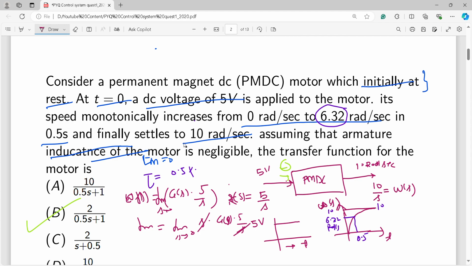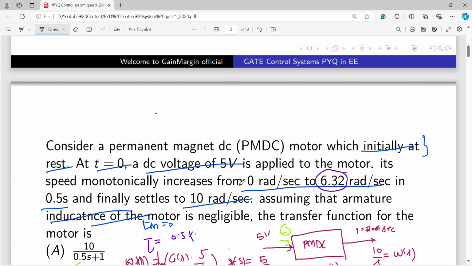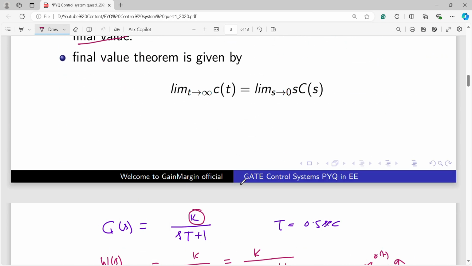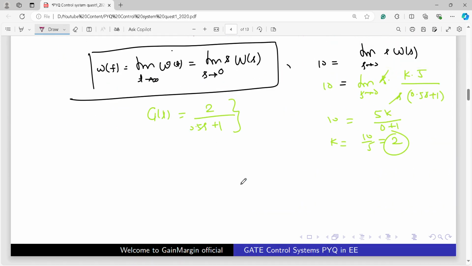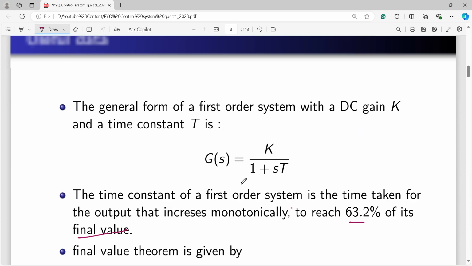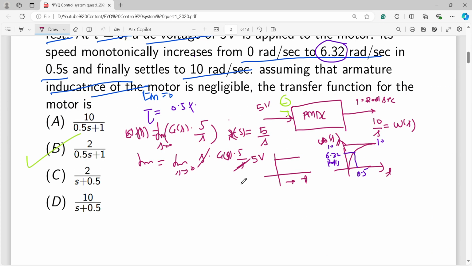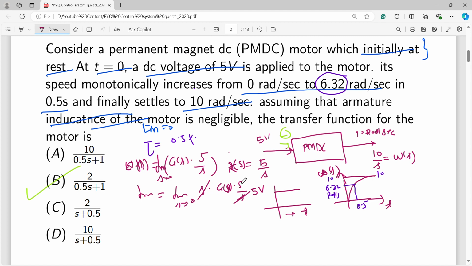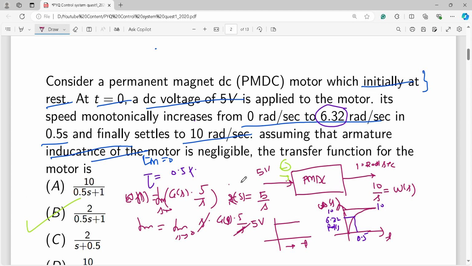Okay, so that's all for this video. The question was very simple. Generally in the GATE exam, they touch the fundamentals of control systems, which we should know. They deal with steady state error, settling time, rise time; questions like that are generally asked.